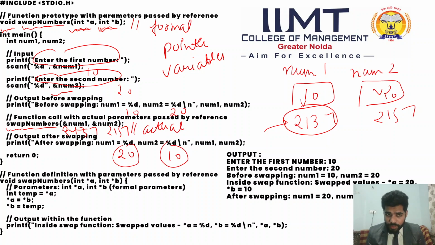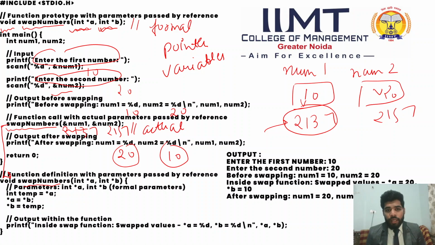Now let's look at here. After we make a function call, the program control will not come here to the second line. The program control will go to the function definition. So here we have written void swap numbers int asterisk a comma int asterisk b. Void is the return type. That means the function is not going to return any value. That means we have to print the result here itself. We are not going to return any answer.